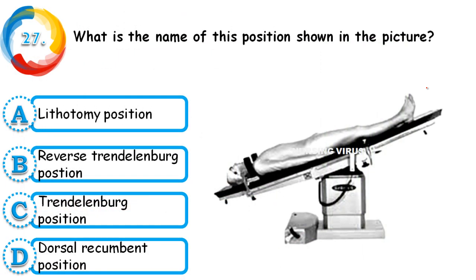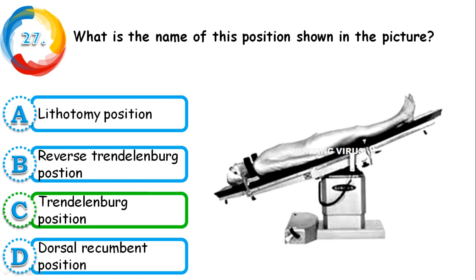27. What is the name of that position shown in the picture? The options are lithotomy position, reverse Trendelenburg position, Trendelenburg position, and dorsal recumbent position. The correct option is Trendelenburg position.